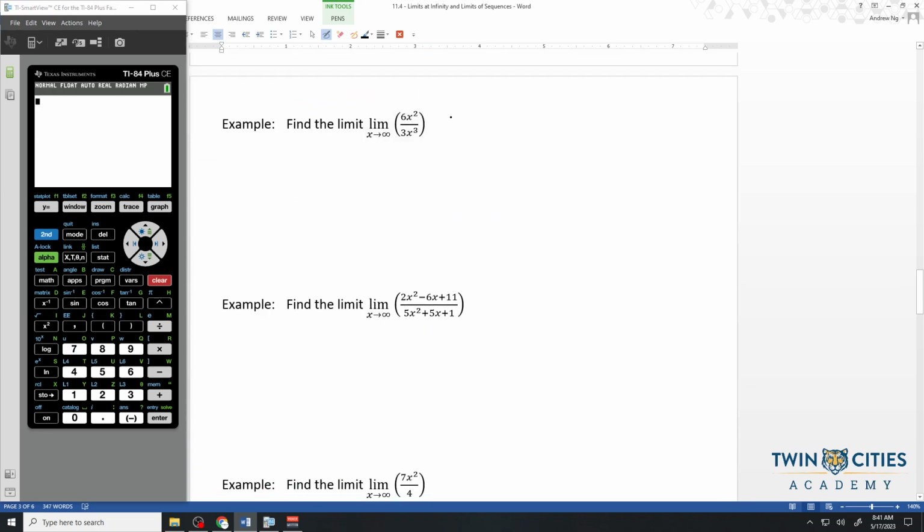Okay, here I've got my highest power on top is 2. My highest power on bottom is 3. When the highest power in the numerator is less than the denominator, this goes to 0. So the limit as x approaches infinity of 6x squared over 3x to the third is 0.